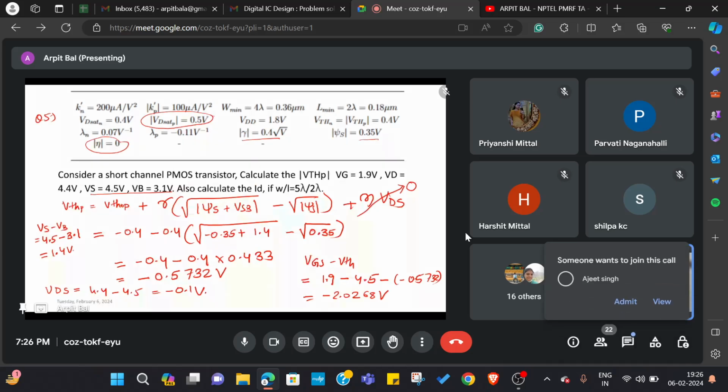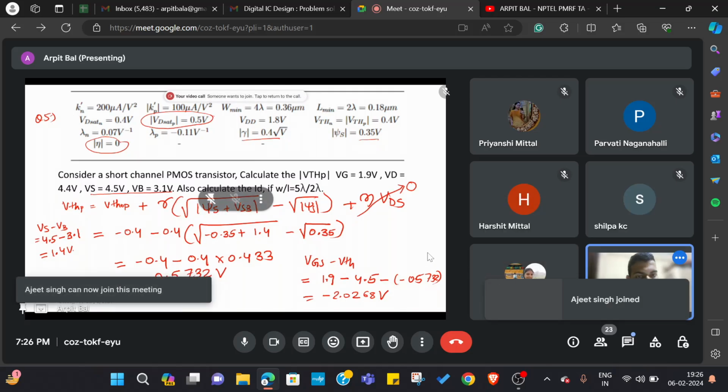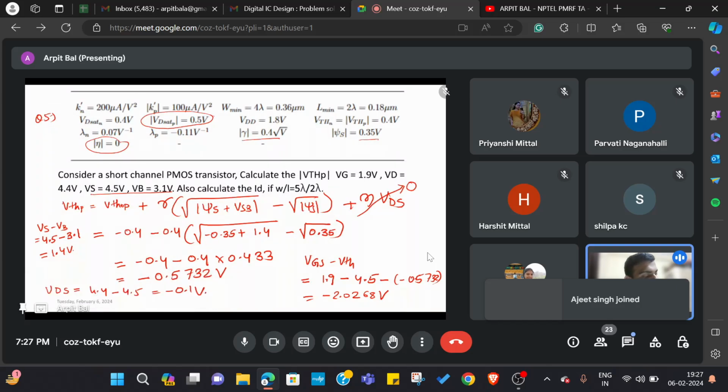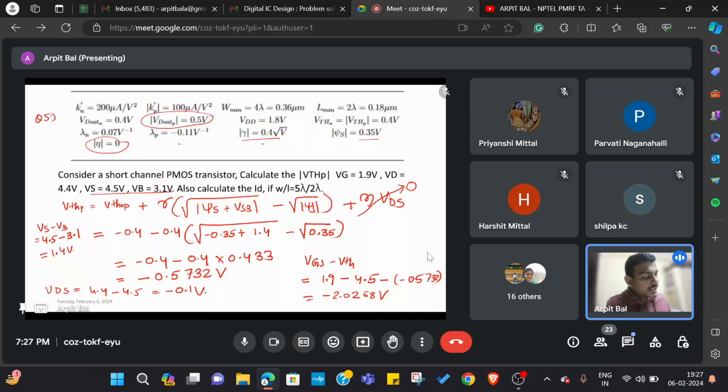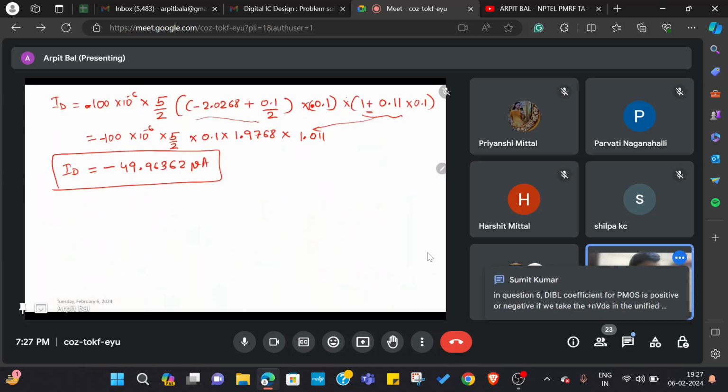The next question was related to a short channel PMOS transistor, and we were supposed to calculate the VTHP in that case. So VTHP we found out to be this much. So mod VTHP is the magnitude of this one.